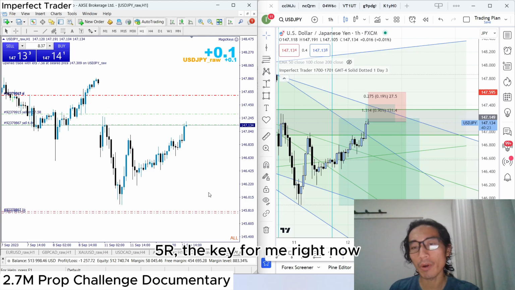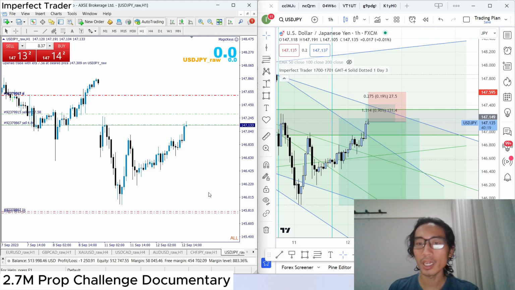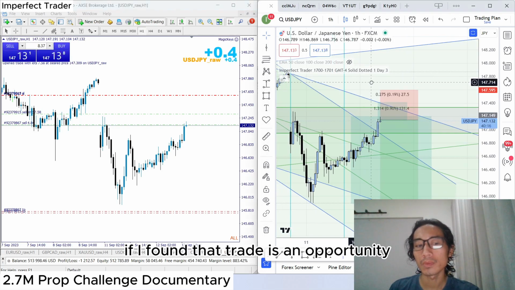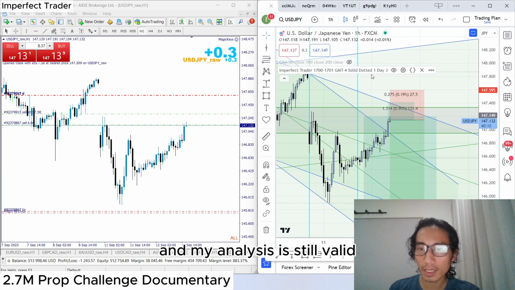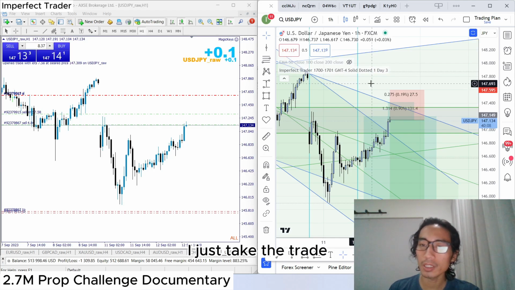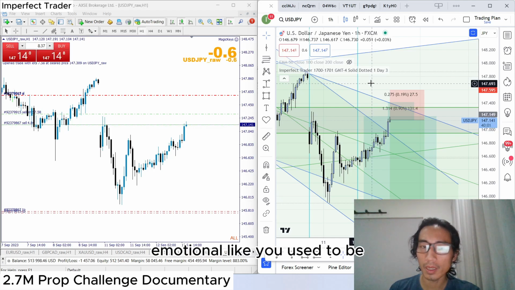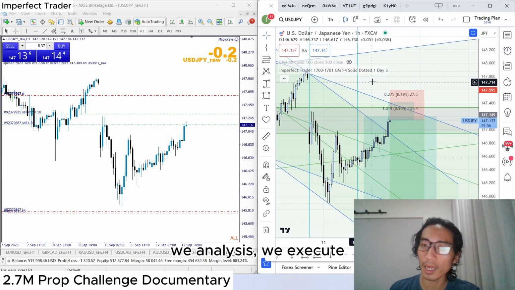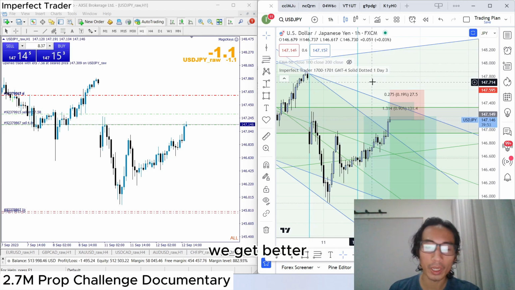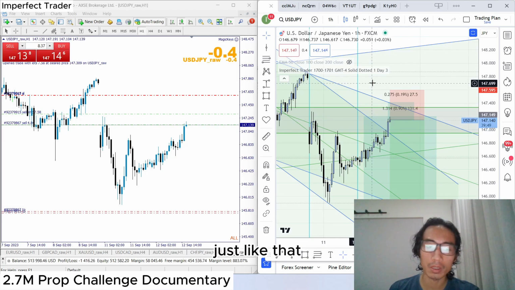So the key for me right now is that I don't really fear to enter the market. If I find that a trade is an opportunity and my analysis is still valid, I should take the trade. I don't feel pressure and I don't feel emotional like I used to. If I win, I win. If I lose, I lose. At the end of the day, we analyze it, we execute, we get better, we collect the data, and we get even better, just like that.